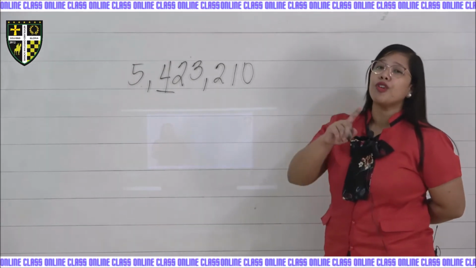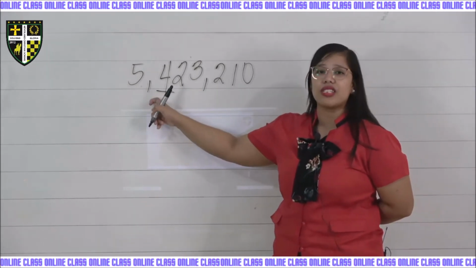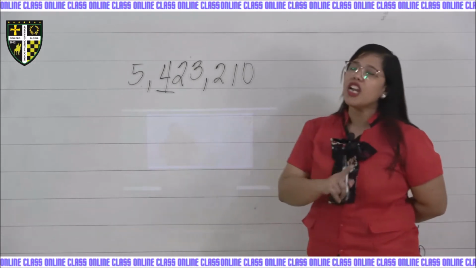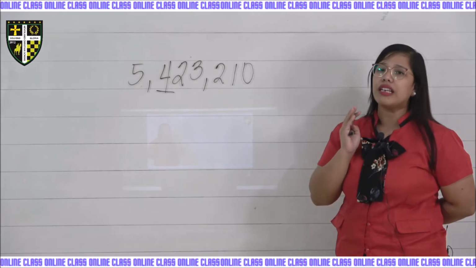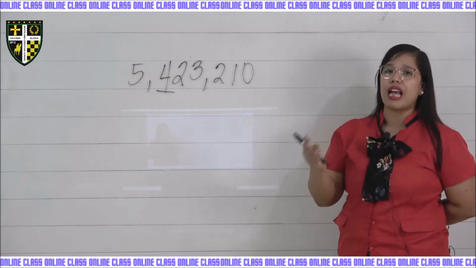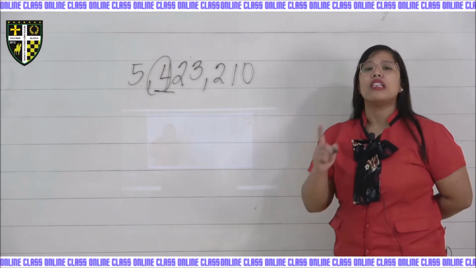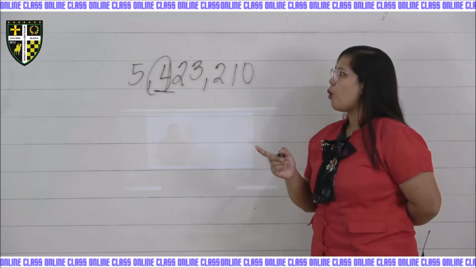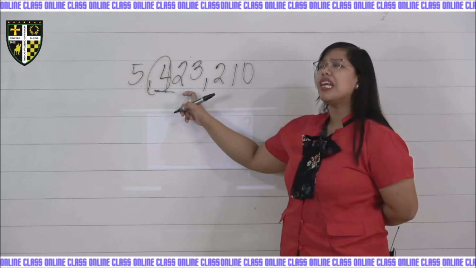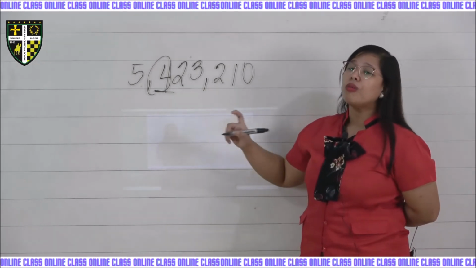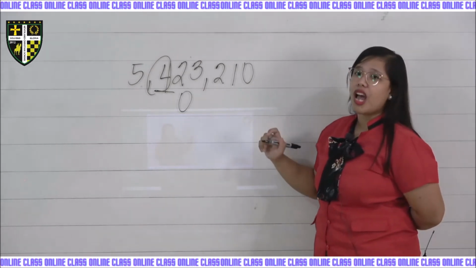Again, we will review the place value. This is ones, tens, hundreds, thousands, 10,000, 100,000, and million. But we are only rounding off to the nearest 100,000. So the digit in the 100,000 place is only 4. So we will look now at the digit after 4, which is 2. So 2 is less than 5. So we will just drop 2 to zeros and the remaining digits going to the right.